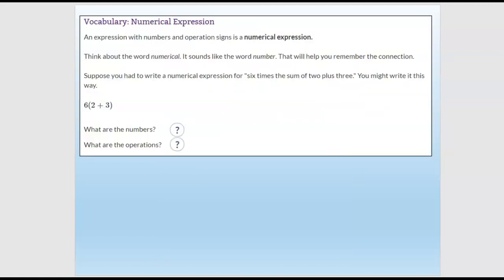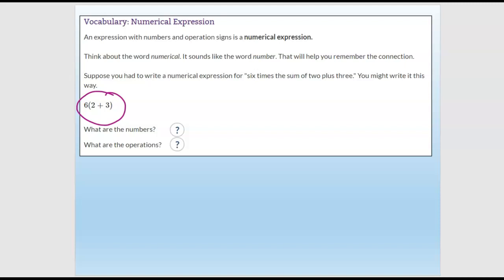An expression with numbers and operations, we call just a numerical expression. We started looking at algebraic expressions, but we still need to be able to describe numerical expressions. If you see grouping symbols, you have to describe it in a way that indicates part of the expression is grouped. Here we have 6 and then parentheses, 2 plus 3, and then close the parentheses. We have the numbers 6, 2, and 3. But what's going on here? It's 6 times a quantity in parentheses.